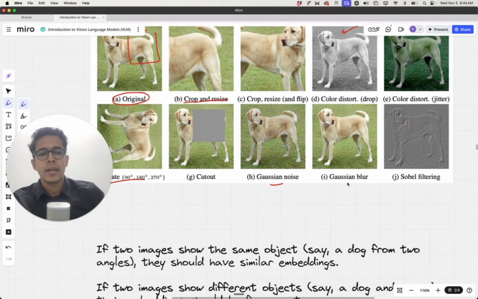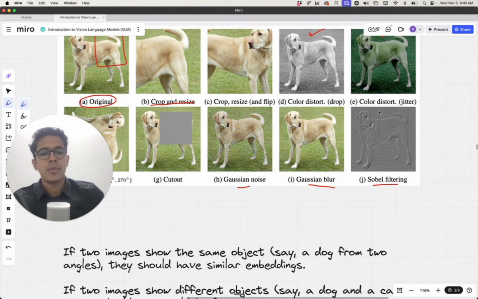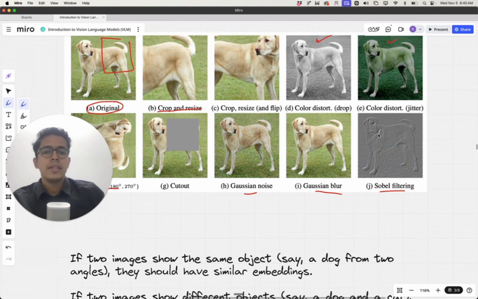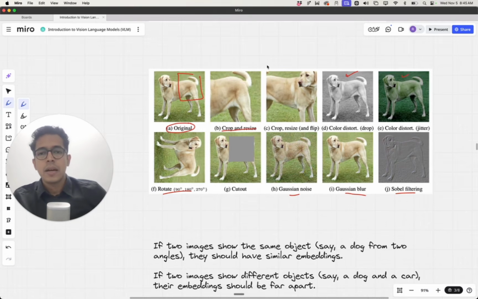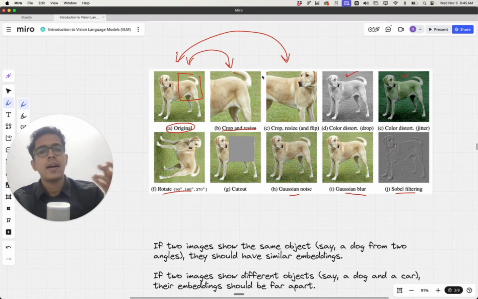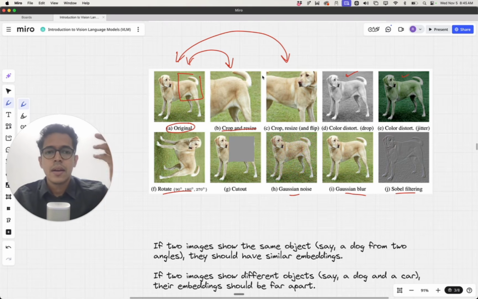Adding Gaussian noise, adding Gaussian blur, or a Sobel filter for detecting edges. These are all different transformations that you can apply to your original image, and all these are positive pairs. This and this is a positive pair, this and this is a positive pair, because essentially they are all the same images. So now a model should be able to say that these two are essentially positive pairs, or they are very, very similar.